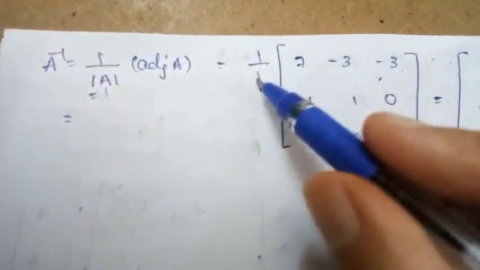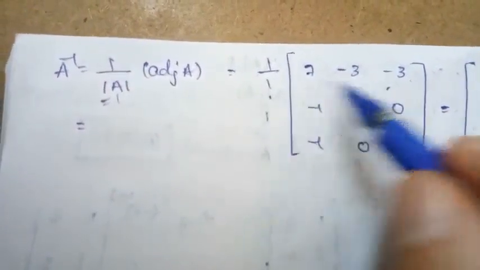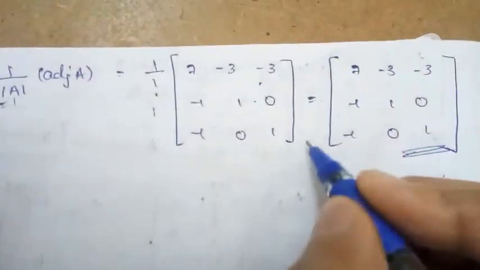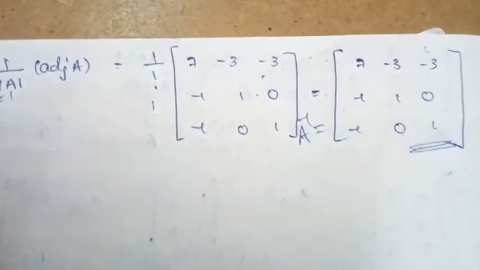Adjoint A is this matrix. So 1 by 1 is 1 itself. If I multiply 1 to this matrix, the matrix remains as it is. So this is nothing but the inverse of the given matrix.